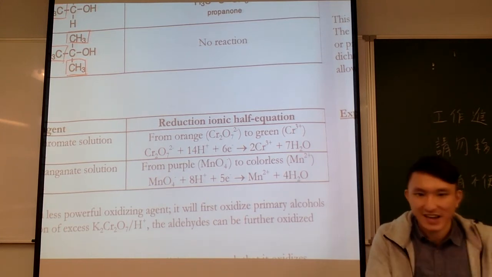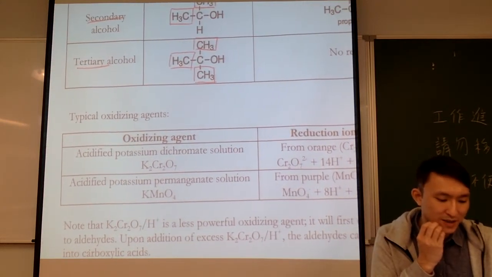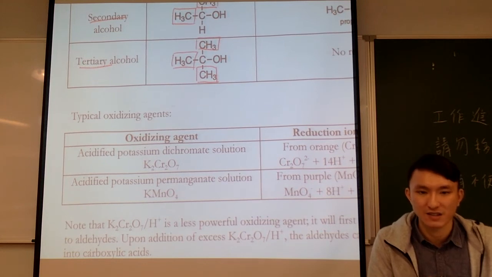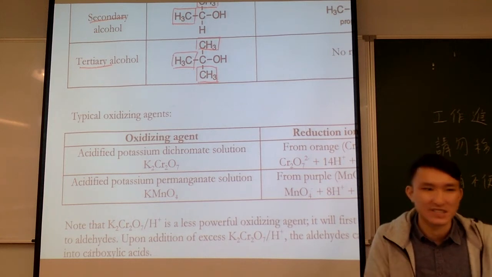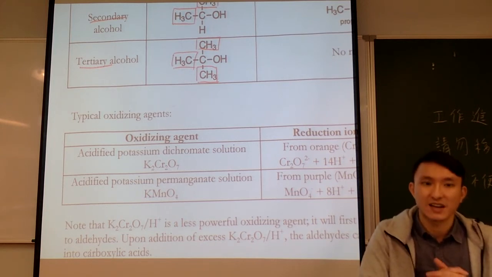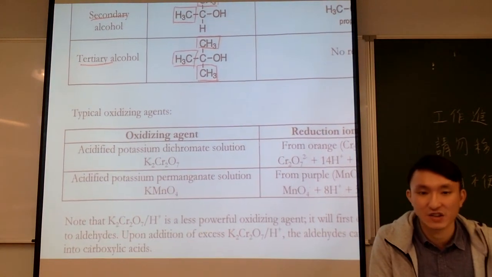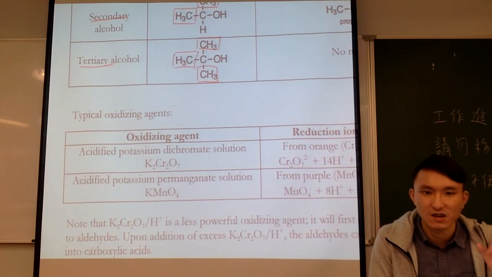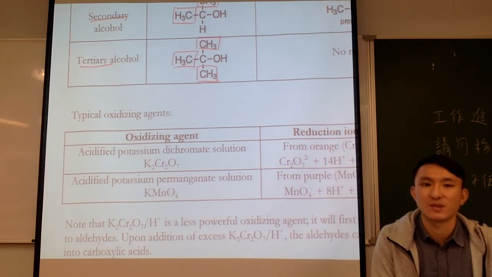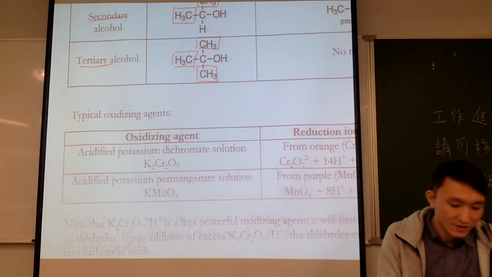And one more thing, guys. Alcohol, despite being a little bit polar, is miscible with water, but if you have a larger alcohol, it's still not very miscible with water. Plus the fact that organic reactions are usually slower than inorganic reactions. So this is the reason why, in real practice, we will use concentrated potassium dichromate and concentrated potassium permanganate solution, okay? Just to speed up the reaction.